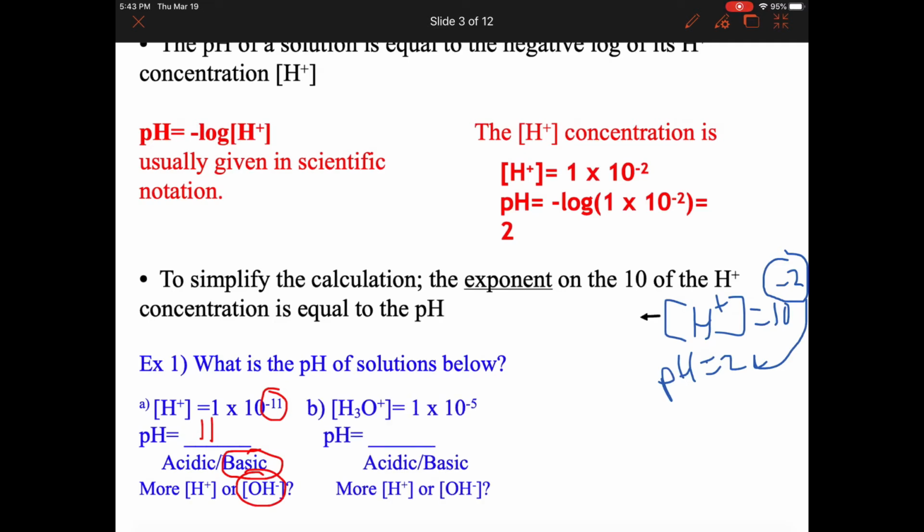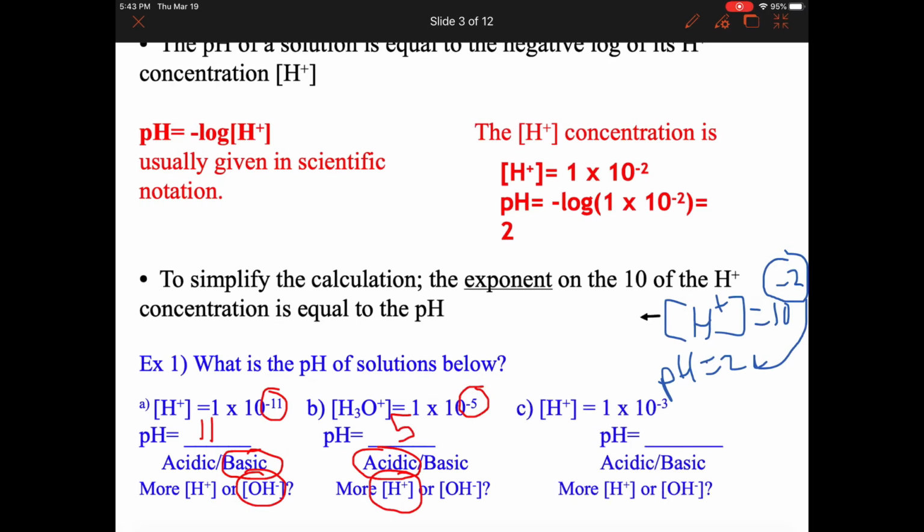What about here? 1 times 10 to the negative 5. Again, all we're going to do is take that exponent and make it our pH. pH is equal to 5. We're under 7, so we are acidic. And we have more H plus. And finally, 1 times 10 to the negative third. We're just going to take that exponent. Our pH is 3. We are more acidic, and we have more H plus.